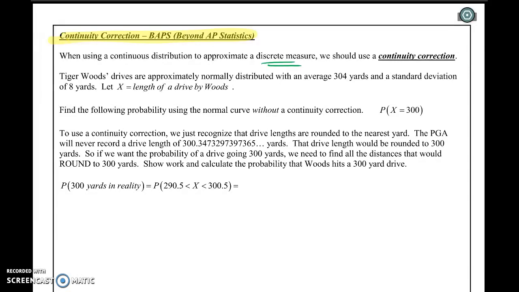Let's look at an example. Tiger Woods' drives are approximately normally distributed with an average of 304 and a standard deviation of 8. Let x equal the length of a drive by Tiger Woods. It's a random variable. Whenever he hits the ball, we don't know how far it's going to go. Find the following probability using the normal curve without a continuity correction. What is the probability that he hits a drive exactly 300 yards?